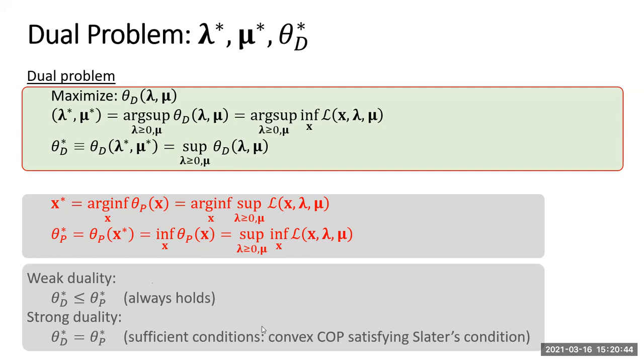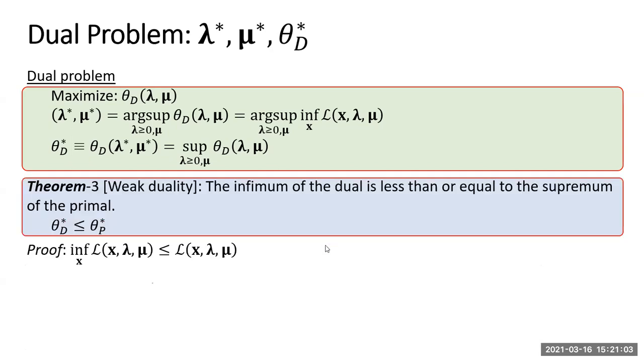And then, furthermore, if this condition is satisfied, I'll show you what the condition is, then theta d star equals theta p star. And I have a graphical illustration of that too. So this is weak duality. Let's just prove weak duality. Theta d star is less than or equal to theta p star is what we have to show.